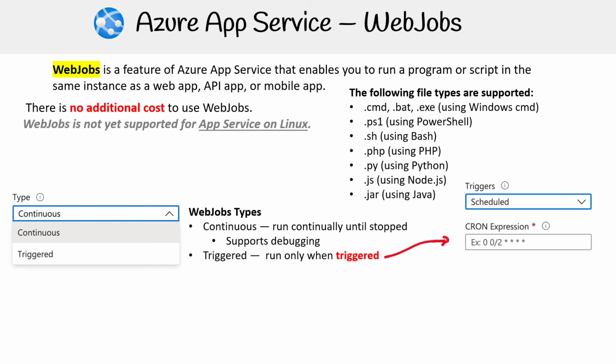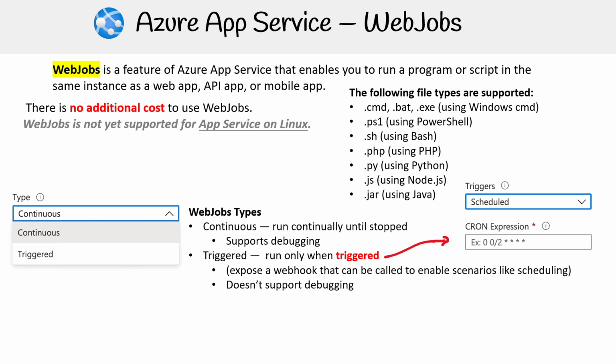For triggered, this only runs when a trigger occurs. And you have different kinds of triggered here. So you notice we have scheduled, and we can enter a cron job in. And this will also expose a webhook that can be called to enable scenarios like scheduling. I think that would be like manual triggers. It doesn't support debugging, though.